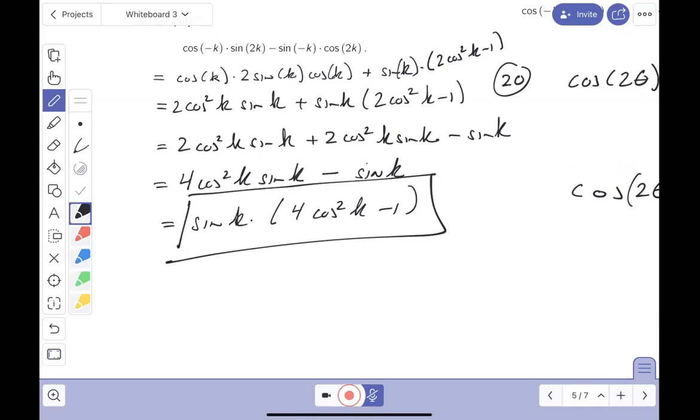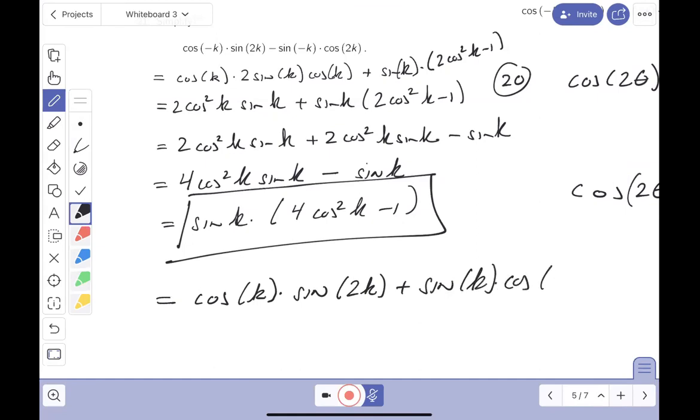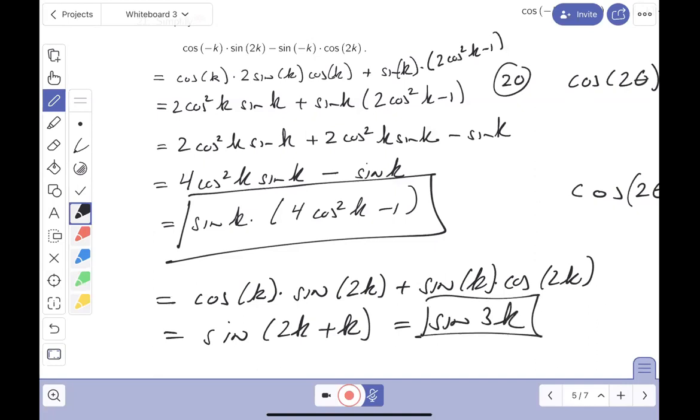All right? So I'm going to write this a little bit differently and point out what I did not see, which I apologize for not seeing. I should have noticed it right away. And what should I have noticed? This is a sum formula. And what is it a sum of? It's a sum of sine 2k plus k, which is going to be sine of 3k. And I just didn't see it. I hate to say it. I didn't see it. All right.